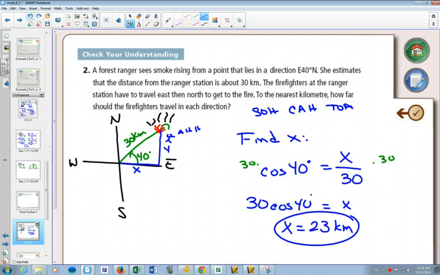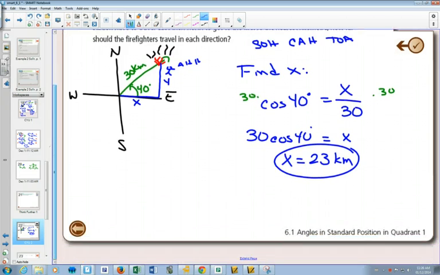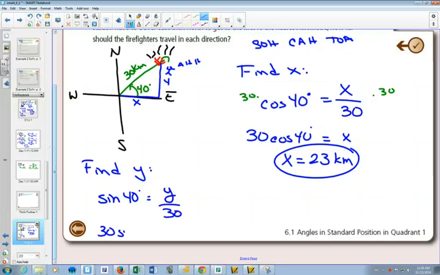Now if we want to find y, we can use sine because y is the opposite side. Multiply both sides by 30. That gives 19.28, which to the nearest kilometer would be 19 kilometers.